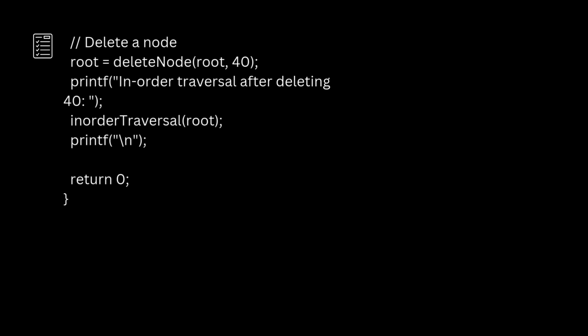Delete the node. Node 40 is deleted from the tree. After deletion, the in-order traversal prints 20, 30, 50, 60, 70, and 80.